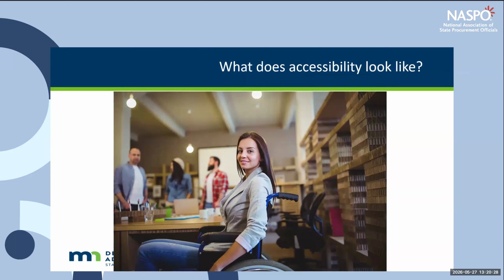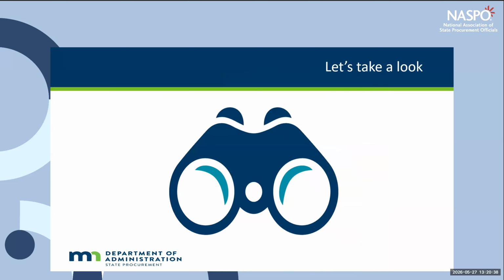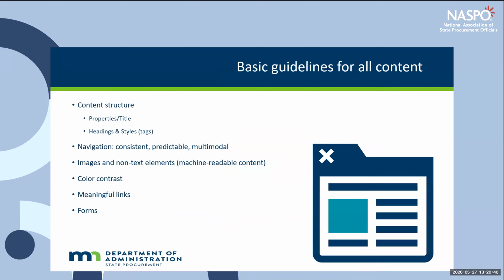So what does it look like? When we talk about accessibility, what do we mean by this? I talked a little bit about the Web Content Accessibility Guidelines, or WCAG 2.1. But what does that mean? So let's take a look. The basic guidelines apply to all content, whether it's a document, a mobile app, or a web page. In all those environments, you have to have structure.